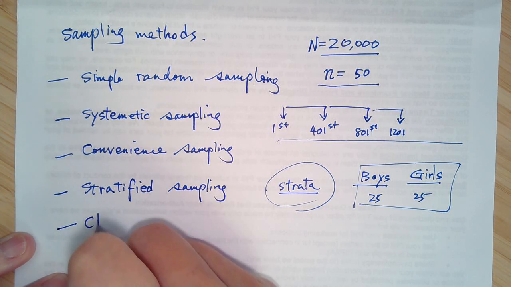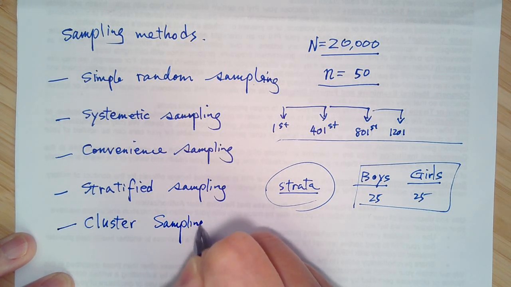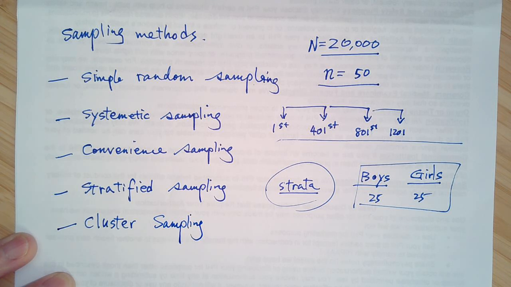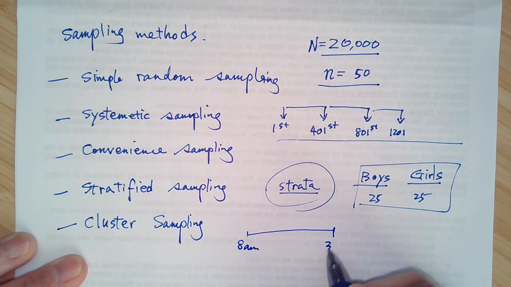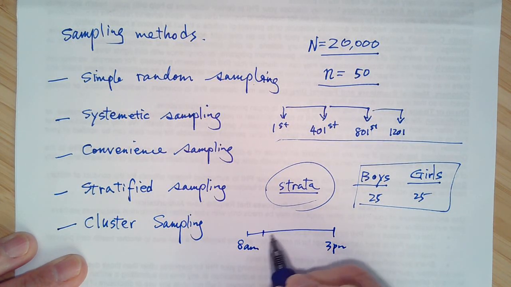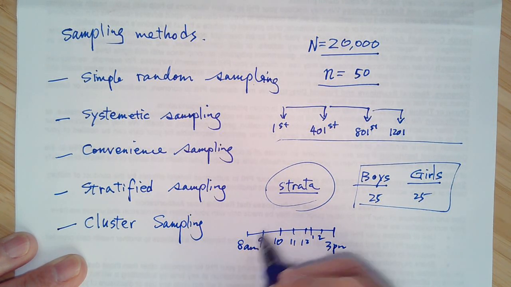And then another one is cluster sampling. Okay, you're going to divide the population into sections, and then you randomly select some of those sections or clusters, instead of choosing all members from the selected clusters. For example, you think the students will come to school from 8 a.m. to 3 p.m. So you're going to break that into hours, 8 to 9, 9 to 10, 11, 12, 1, 2, 3. Okay, so let's say you need 50.